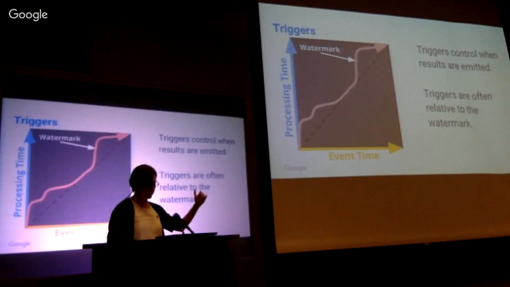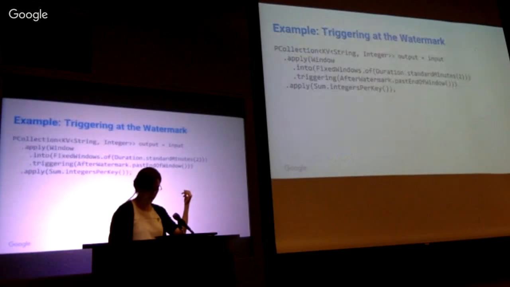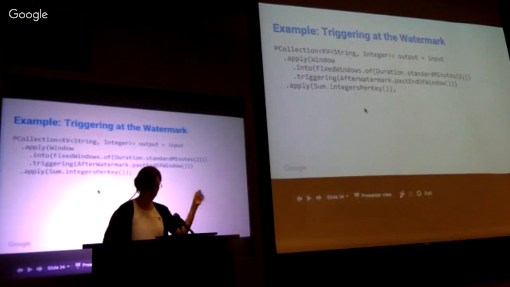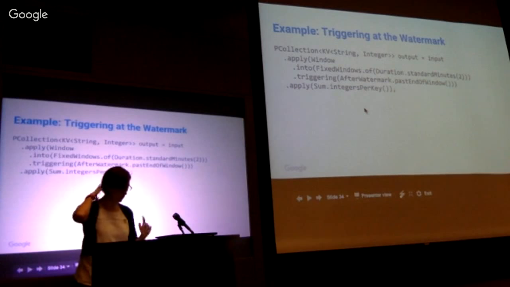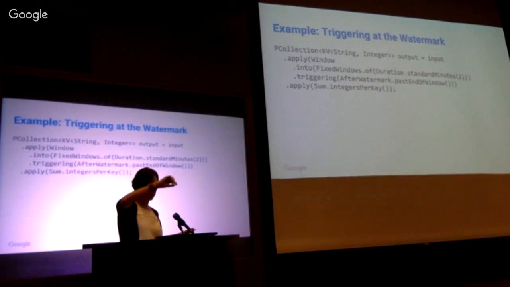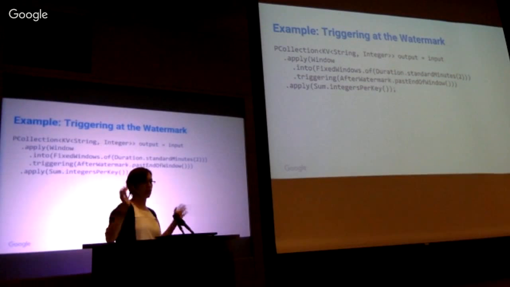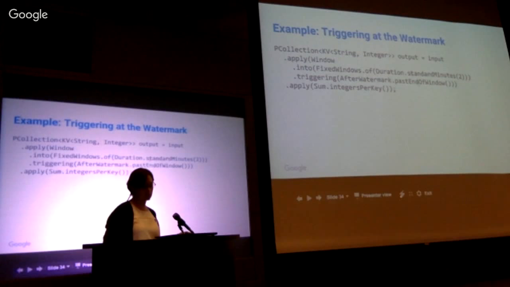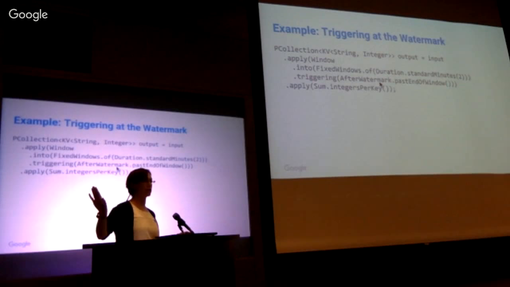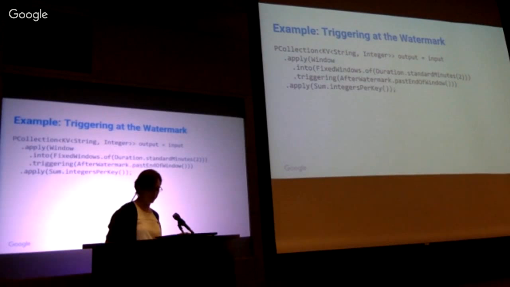So when we emit the result, it's controlled by triggers, and they're often relative to the watermark. So this is an example where we are doing the sum right now, and we want to produce the result when we think we consumed all the data in that time window. So we're doing 2-minute windows, and we will trigger after the watermark passes the end of the window. So we've seen all the data in that window, we produce the result. And the operation is the sum.